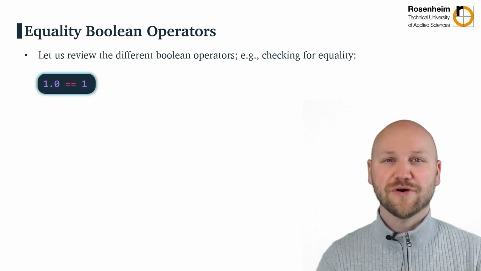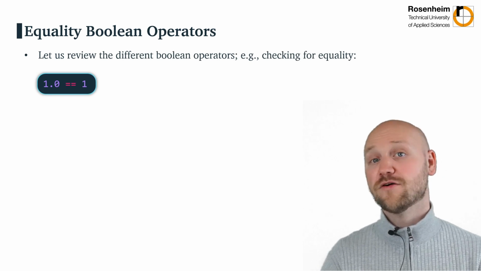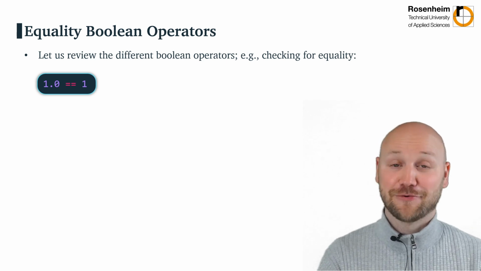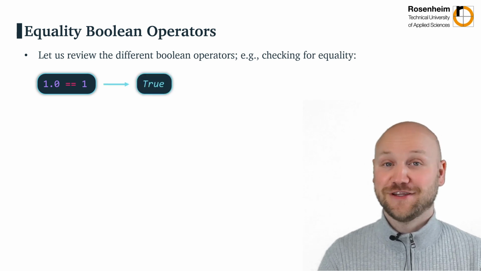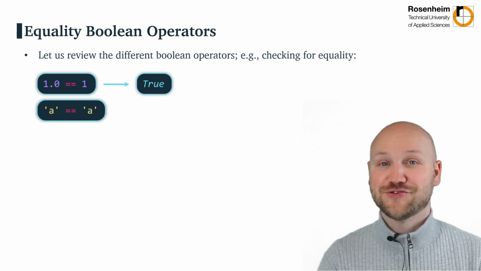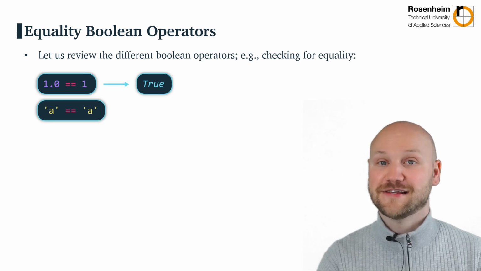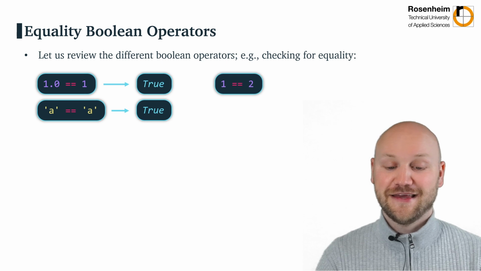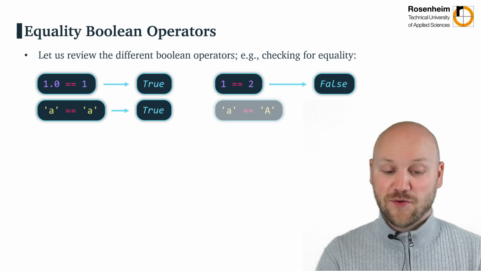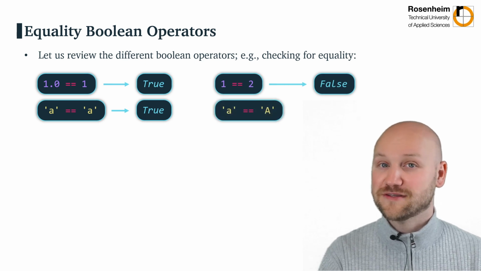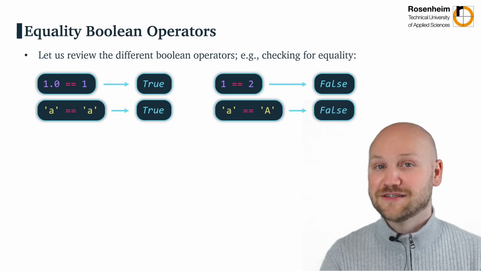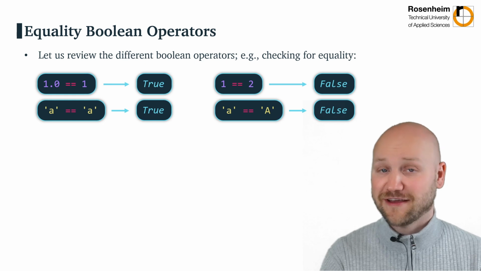We have 1.0 equals 1. We are comparing a float with an integer, and the question is, is that allowed? Yes, in Python it is. In other programming languages it isn't. But here this is leading to a true. We also have the possibility to compare two strings. If they are the same, we are also getting true here. If we come up with something that is not equal, of course it's a false. We also have a false here because it is case sensitive. A lowercase letter is not the same as an uppercase one, so also getting a false here.